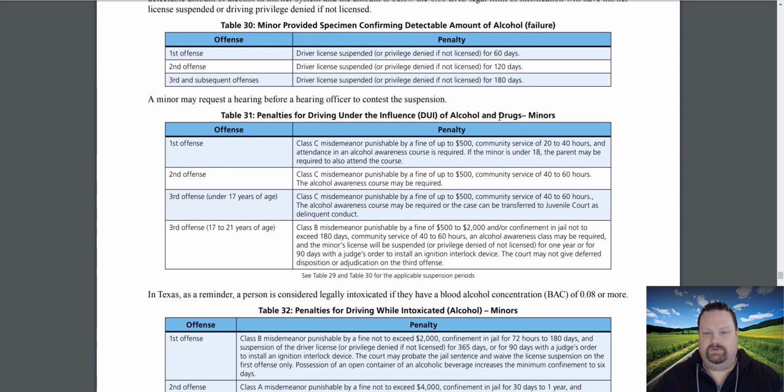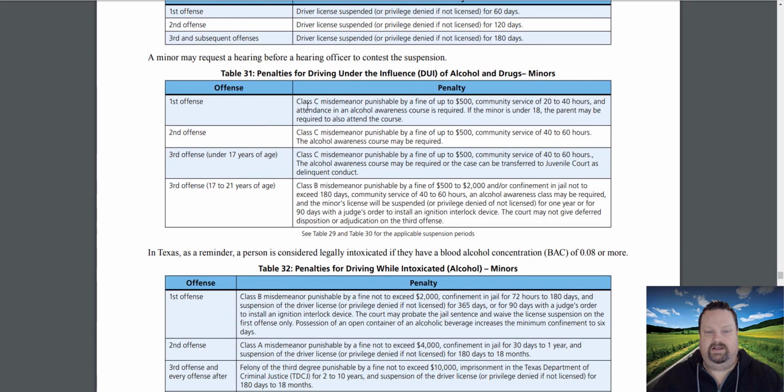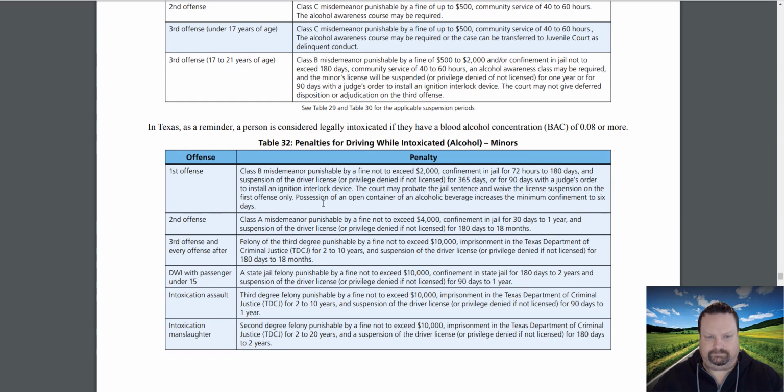Penalties for driving under the influence of alcohol and drugs by minors. It's a Class C misdemeanor, punishable by a fine up to $500. So remember that, $500. And penalties for driving while intoxicated. That means a BAC of 0.08 or more. Okay. So what is the law in Texas? 0.08 blood alcohol content. That's what BAC stands for, blood alcohol content. DWI stands for driving while intoxicated. So what is intoxicated? Anything 0.08 or higher is considered intoxicated in the state of Texas.